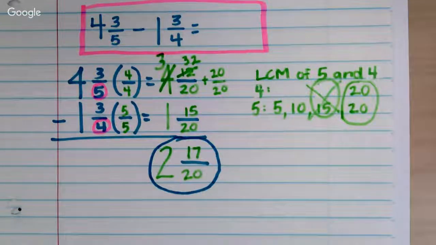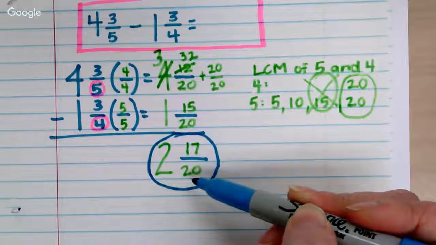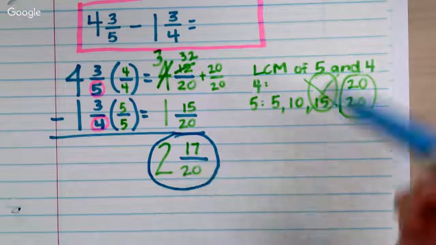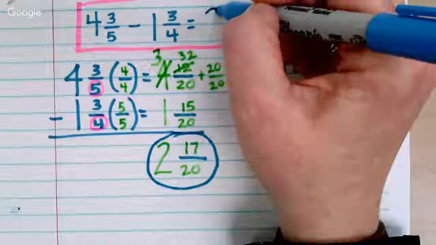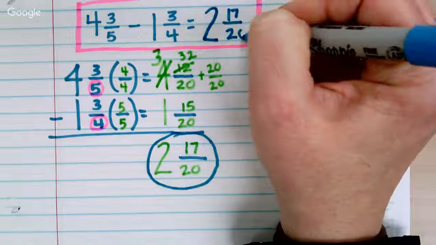This is already reduced. These two numbers share no GCF other than 1. That's the greatest common factor that they have. So the answer is already simplified. And my answer is 2 and 17/20.